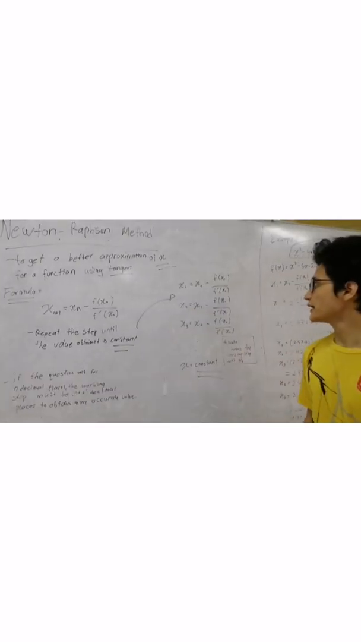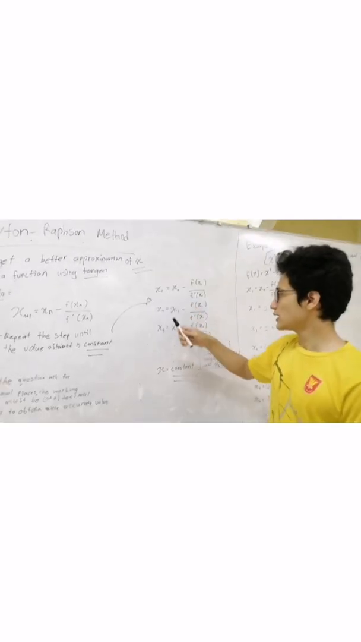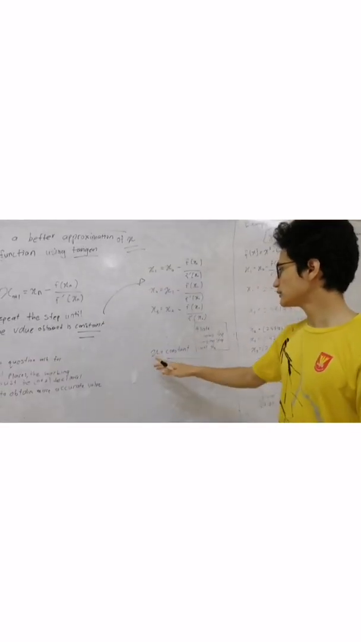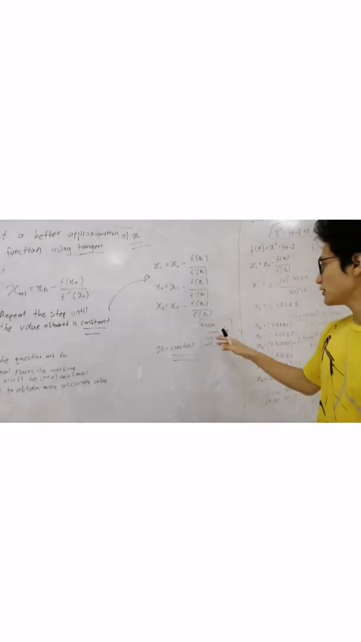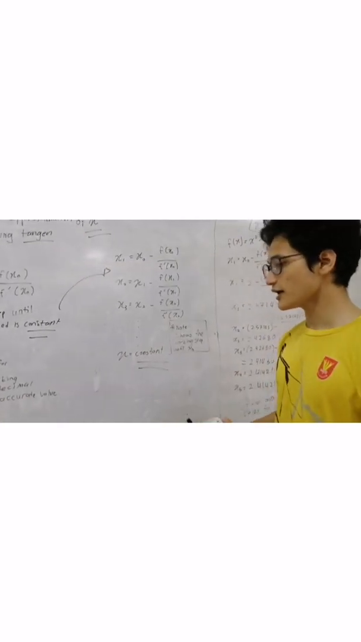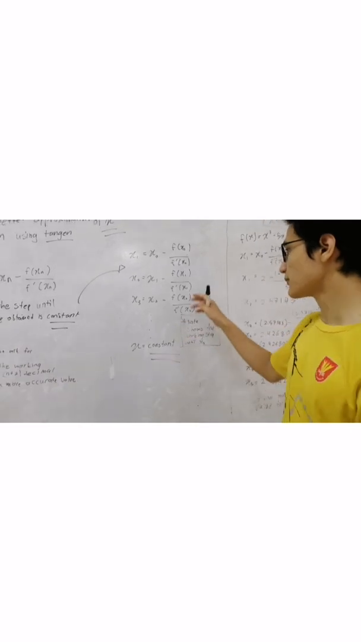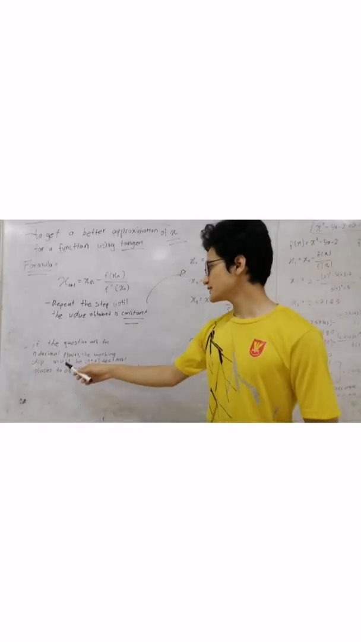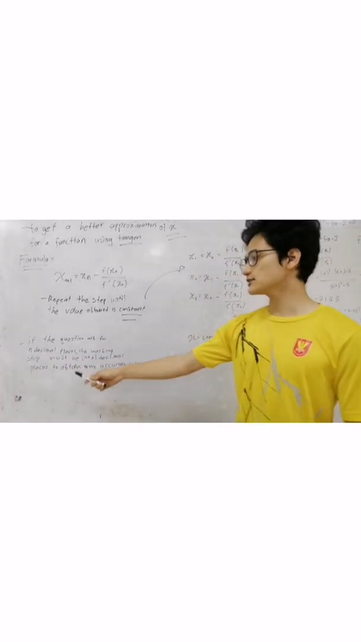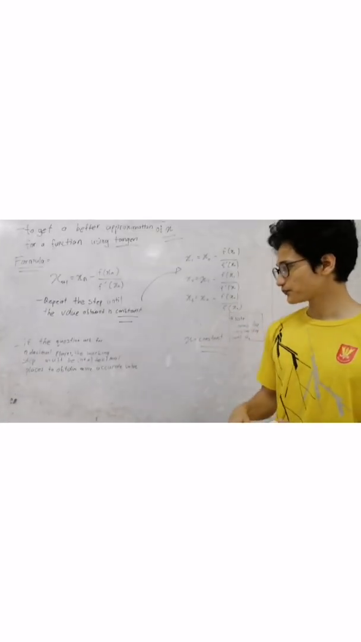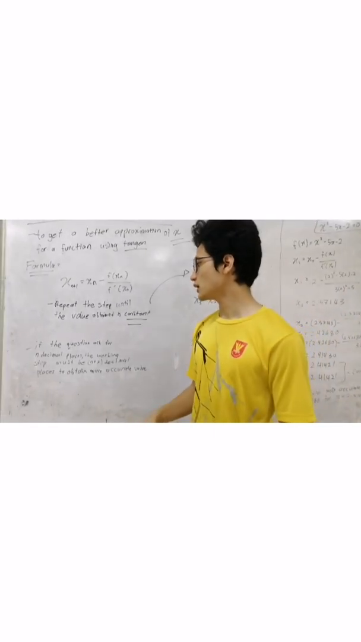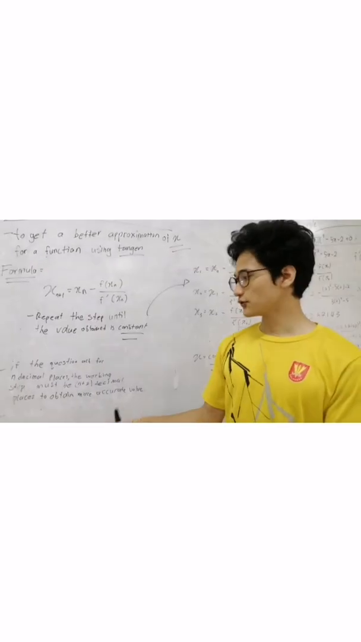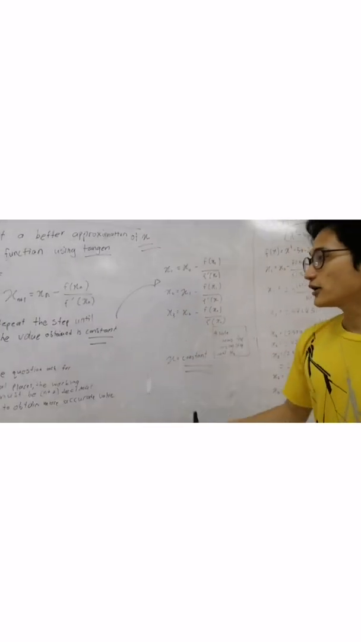By constant, I mean that the steps will be repeated for x1, x2, x3 until the value of x is constant. Note that you need to show the working steps until x3, and after that you don't need to show the working steps anymore. If the question asks for n decimal places, the working steps must be n plus 2 decimal places to obtain a more accurate value. For example, if the question asks for 2 decimal places, you need to use 4 decimal places for your working steps.